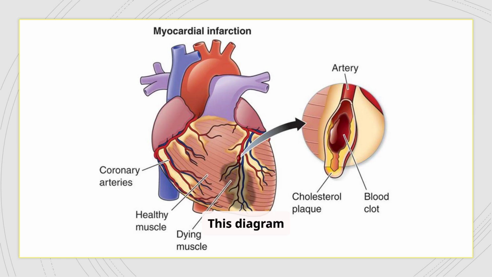This diagram illustrates a myocardial infarction. Notice the healthy muscle and the dying muscle. The close-up view shows an artery with a cholesterol plaque and a blood clot, causing the blockage.